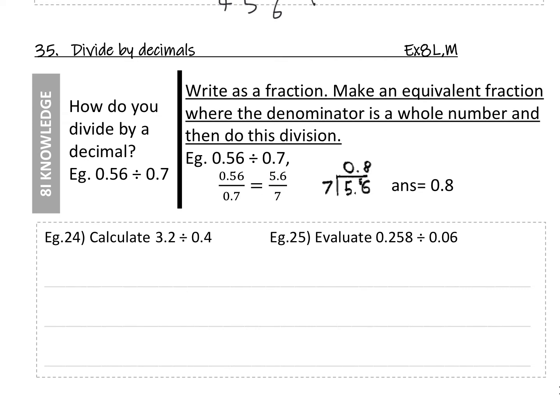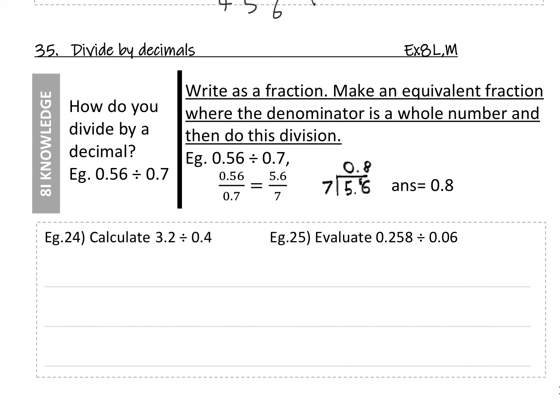So we get 5.6 divided by 7. Now these two fractions are equal, they are equivalent. So doing 0.56 divided by 0.7 is the same as doing 5.6 divided by 7. They will give the same answer. And this is a nicer calculation because we're dividing by a whole number, dividing by 7. So 5.6, if you divide that by 7, you get 0.8.